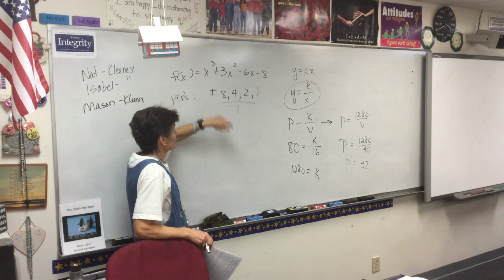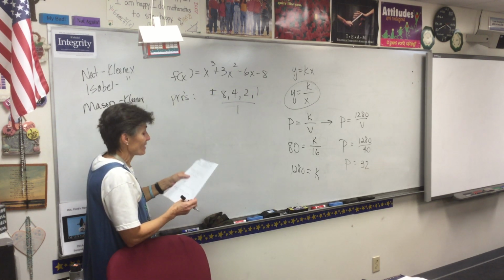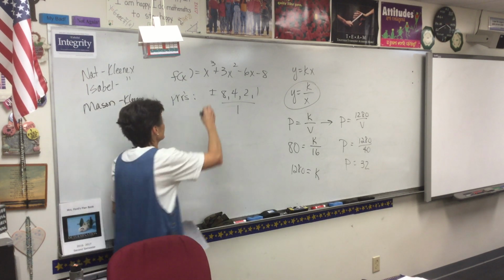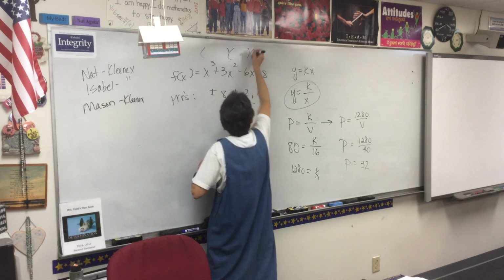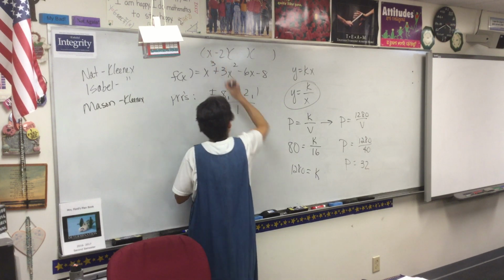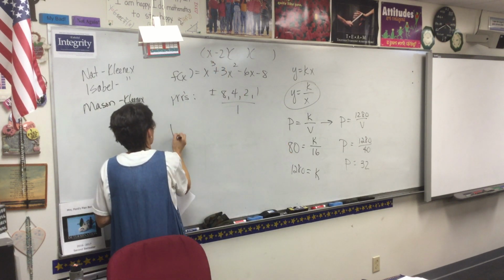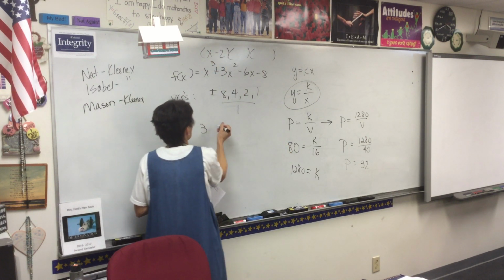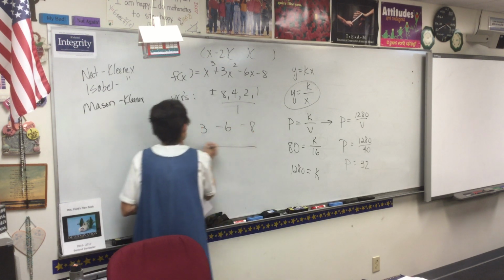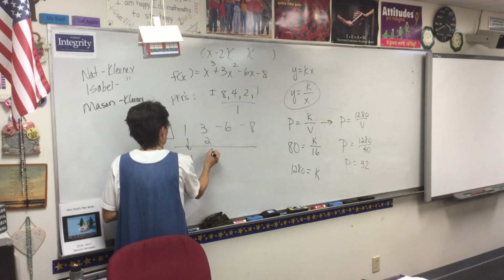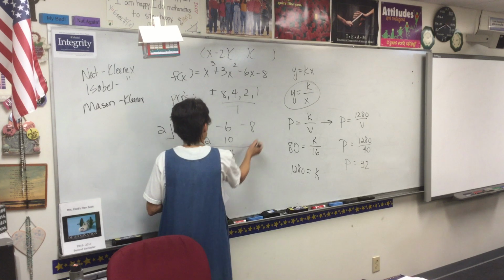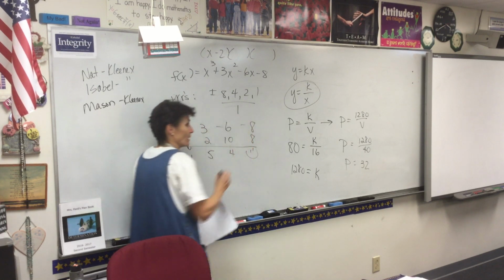X minus 2. It says find the factors, so you're guessing, there's 3 of them. And you're guessing x minus 2, Olivia? All right, so let's see. I have a feeling she's already done it. Let's see if she's right. She is exactly right.